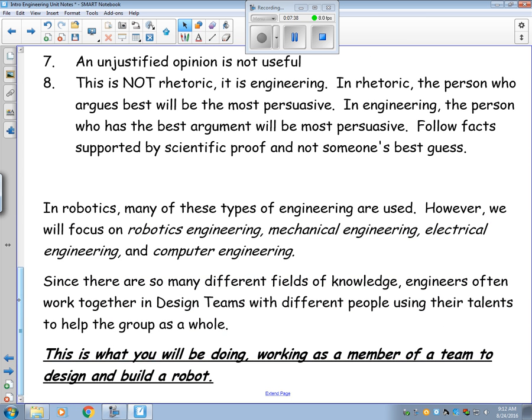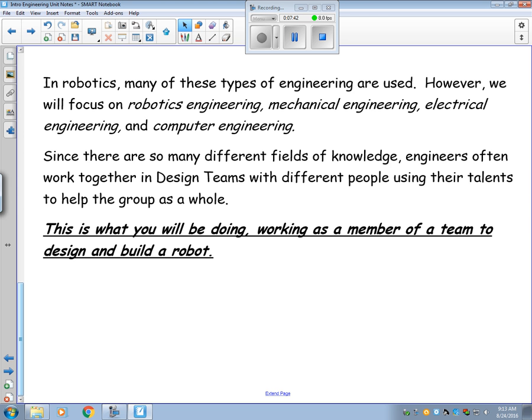Now in robotics, there are many different types of engineering that goes into making a robot. We're going to focus mainly on robotics engineering, mechanical engineering, electrical engineering, and computer engineering. And really for this course, it's really going to be the mechanical side of it, the computer side of it, and I guess you could argue some of the robotics side of it as well. The electrical engineering, I'm just going to show you how to wire things up. We're not going to really get into a lot of detail on that.